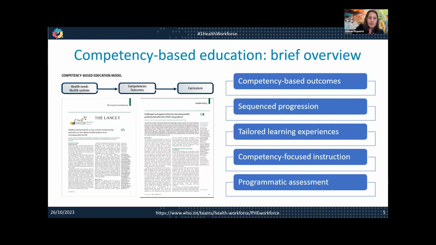So we start from health needs, health systems, and in this case, the essential public health functions and the services, sub-functions, and enabling services. Then we tease out the contribution of individuals. What are the outcomes of the education program that an individual needs to perform their tasks in practice? And what are the competencies that they need to do so? And then from those outcomes, we can look at the content of the curriculum.